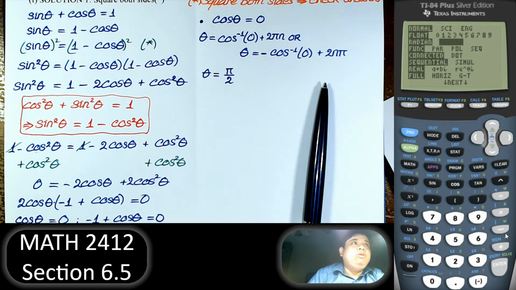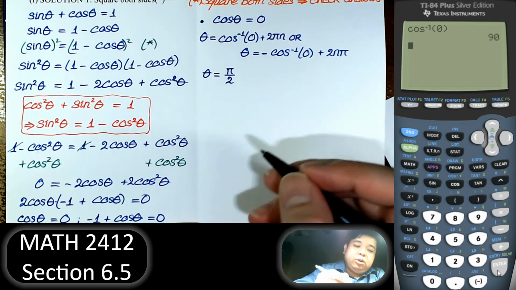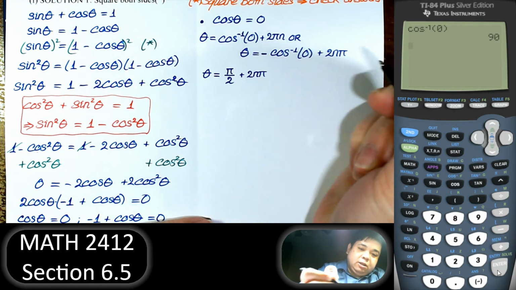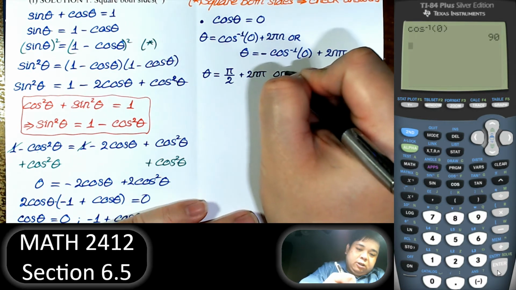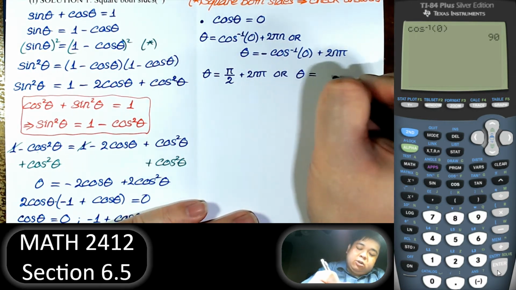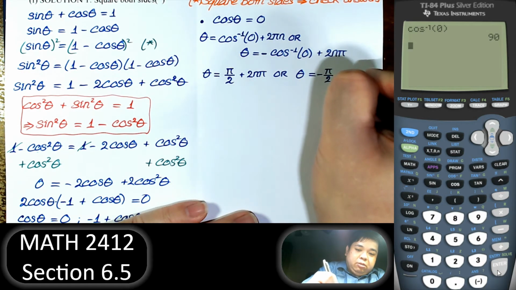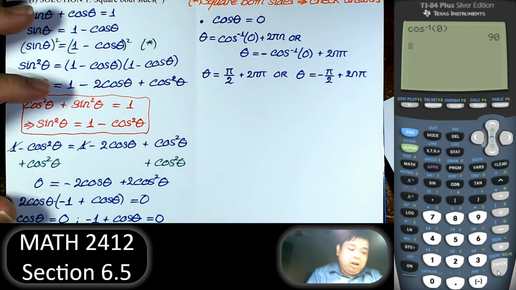Right, usually when we do inverse, we give things in degrees. Cosine inverse of 0 is 90 degrees, pi over 2, plus 2n pi, or theta equal to negative pi over 2 plus 2n pi. Right, that's what we have for cosine equal to 0.